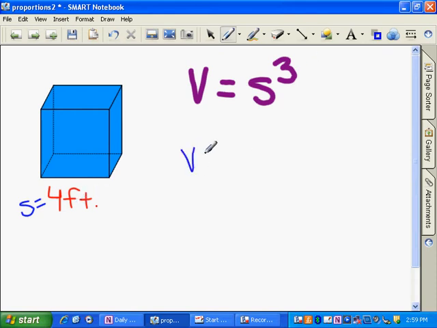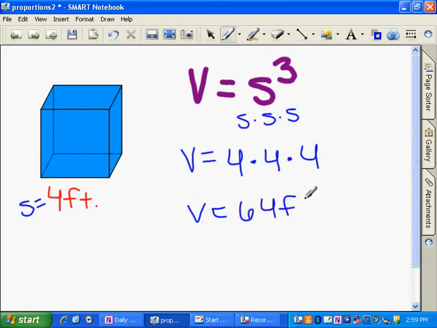So when we plug it in, I'm going to write this down here, side times side times side, because a lot of times people make the mistake and think, oh, that's side times 3, and there's a difference between multiplying it by 3 and cubing it. Okay, so if the side is 4, it's going to be 4 times 4 times 4, which is 4 times 4 is 16, times 4 is 64, so it is 64, and it's cubic feet because we are talking volume.